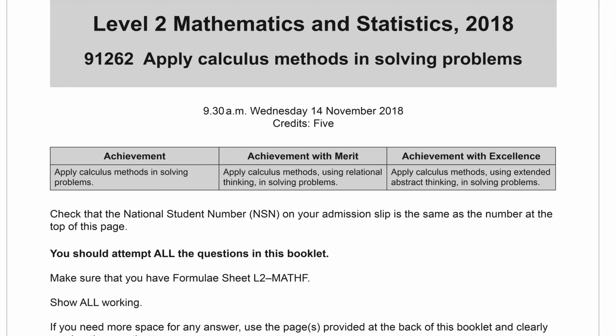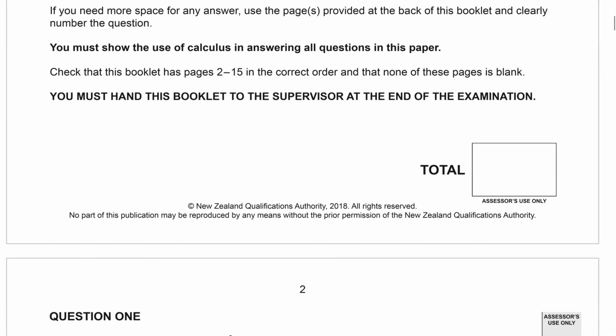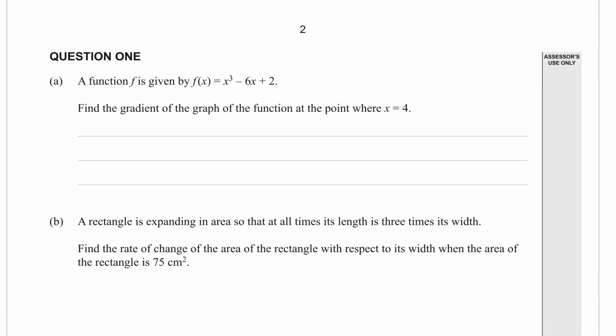So we're going to be doing a video on calculus methods, level 2 calculus, and I'll be going over question 1 of the 2018 paper. So looking at the first question, we've got a function f, which is given by f of x is equal to x cubed minus 6x plus 2.